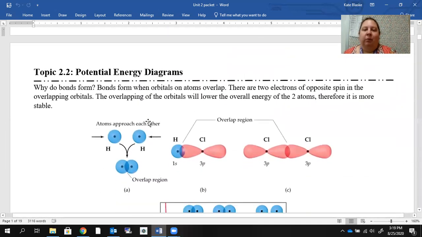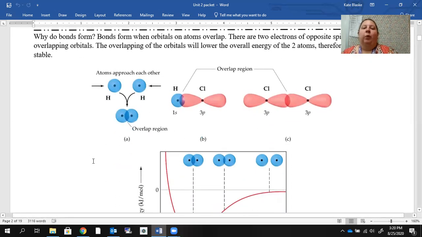While we're talking about bonds, no matter what type of bond we're talking about, ionic, covalent, metallic, this works for all of them: bonds happen when the orbitals on the atoms overlap. We know that those orbitals can hold a certain number of electrons. When they overlap, it lowers the overall energy of the atoms. By sharing that space, it makes them more stable.